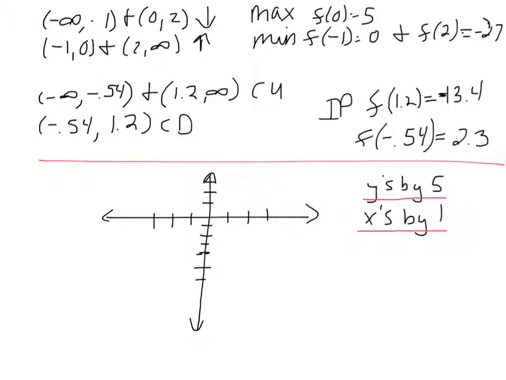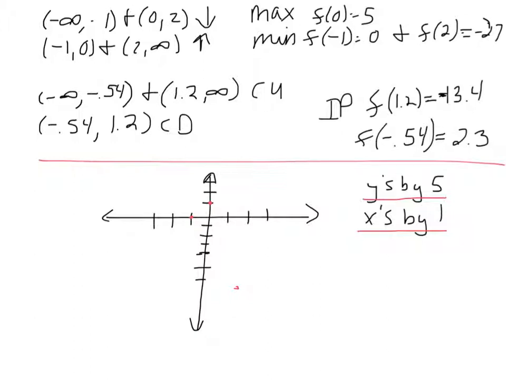So I'm going to first start with our maxes and our mins. We have a maximum value at f of 0, which is 5. Since these are going by 5s, I know that's right there. And then we also have minimum values at -1, 0, and at 2, -27. So that would be about right there.